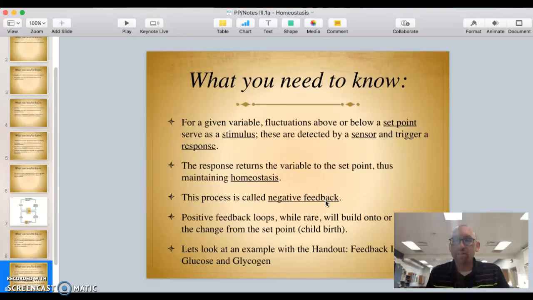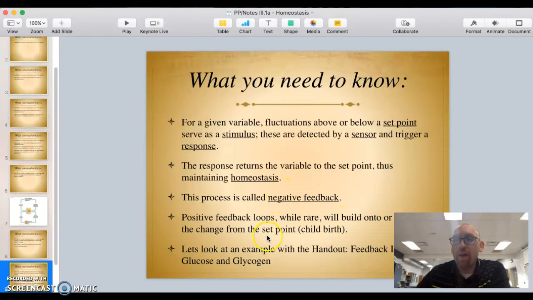So, for instance, if your body temperature goes above 98.6, your body senses that. Your brain is going to send a response to your sweat glands to start sweating. So you're going to start sweating to try and cool you back down. So while your temperature is going up, the response is going to go opposite or against it, negatively, to try and bring you back to the set point. Does that make sense?